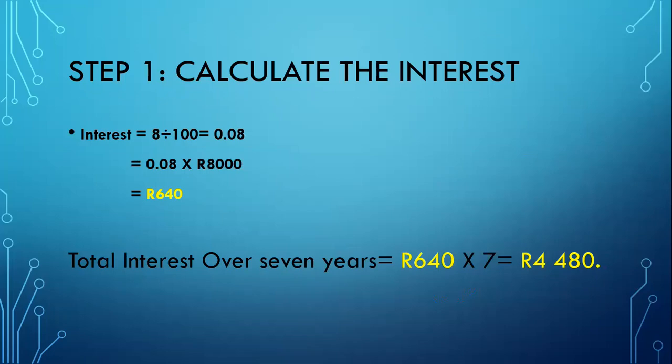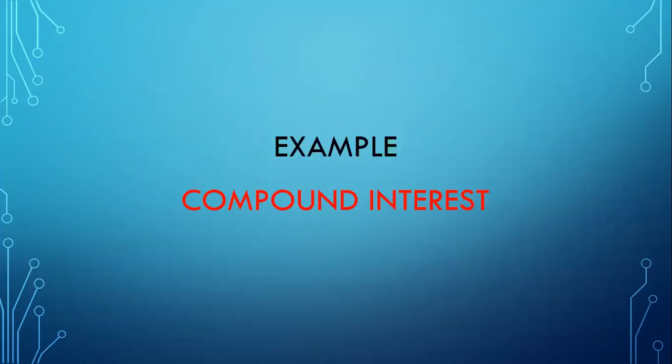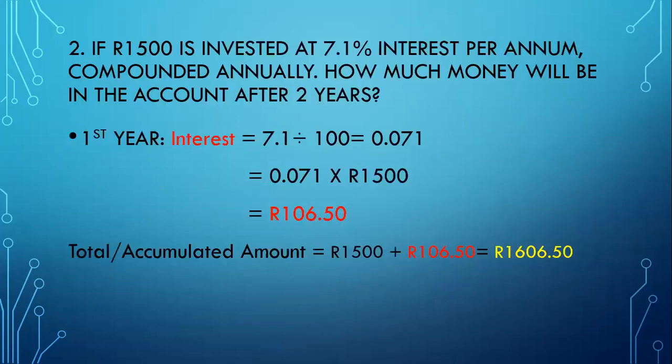0.08 multiplied by 8,000, the answer is 640. Then the total interest over 7 years is equal to 640 multiplied by 7, the answer is 4,480. Then the second step is to add the principal amount and interest. Total amount is equal to the principal amount plus interest. 8,000 plus 4,480, the answer is 12,480.